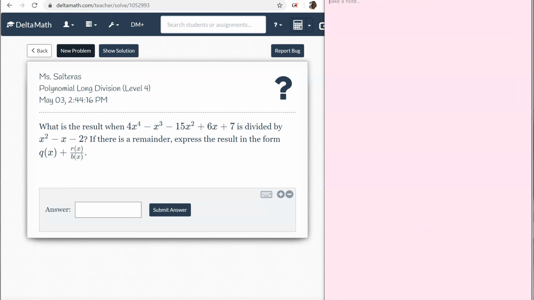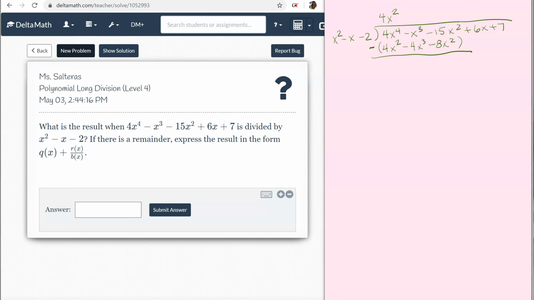Okay, so here, x squared minus x minus 2 is our divisor. Dividend 4x to the 4th minus x cubed minus 15x squared plus 6x plus 7. All right, so x squared times what will give you 4x to the 4th? 4x squared will. Multiply that out. Negative 4x to the 3rd, negative 8x squared, right?